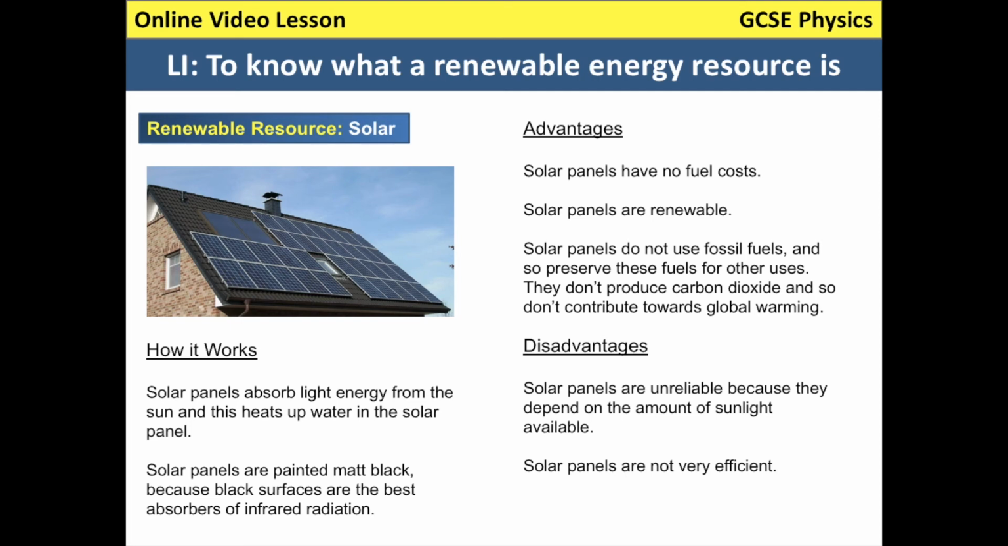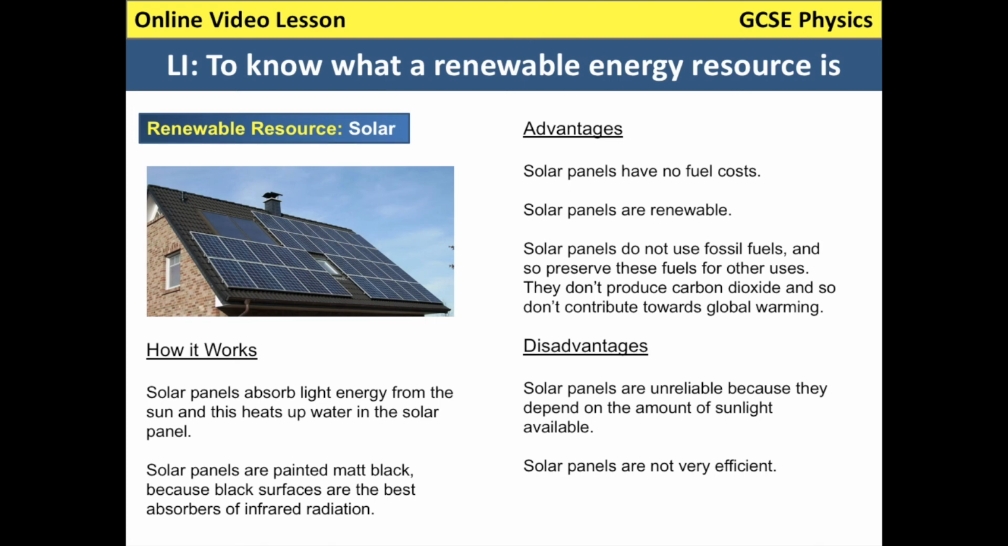The advantages of using solar panels are, of course, that they have no fuel costs, they are renewable, solar panels do not use fossil fuels and so preserve these fuels for other uses, they don't produce carbon dioxide and so will not contribute towards global warming.